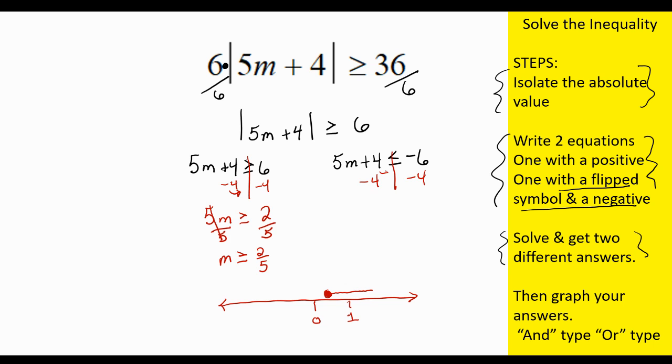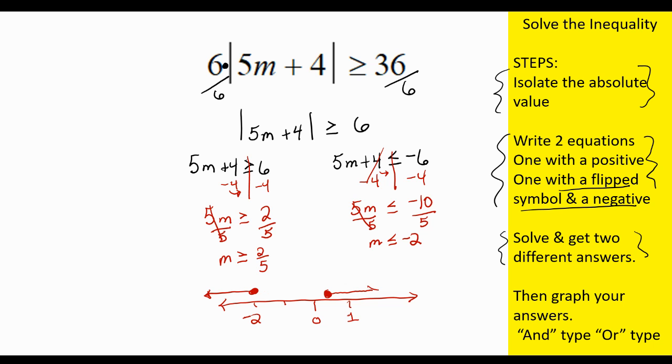So we're going to move the 4 over. We're going to subtract 4. So 5m is less than or equal to, how much is negative 6 minus 4? Negative 10. Divide by 5. So all the numbers less than or equal to negative 2. So I'm going to put negative 2 on here. All the numbers, small pointy part, less than or equal to negative 2, well, that would go this way.